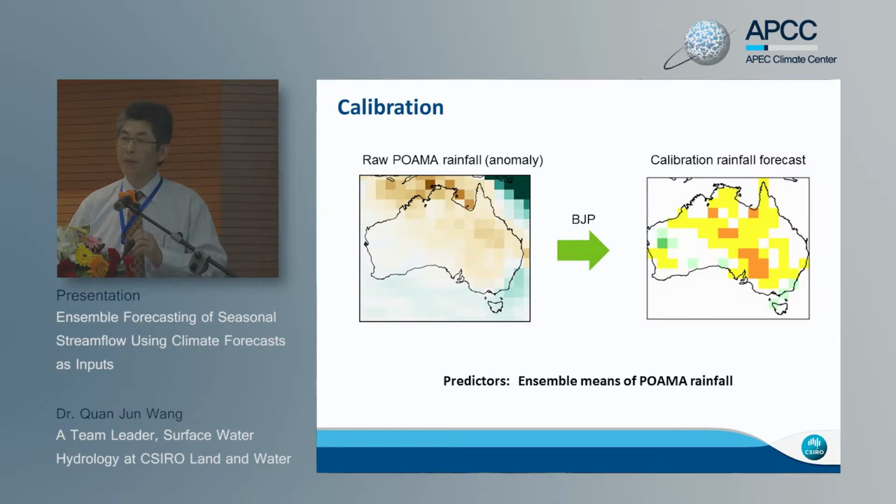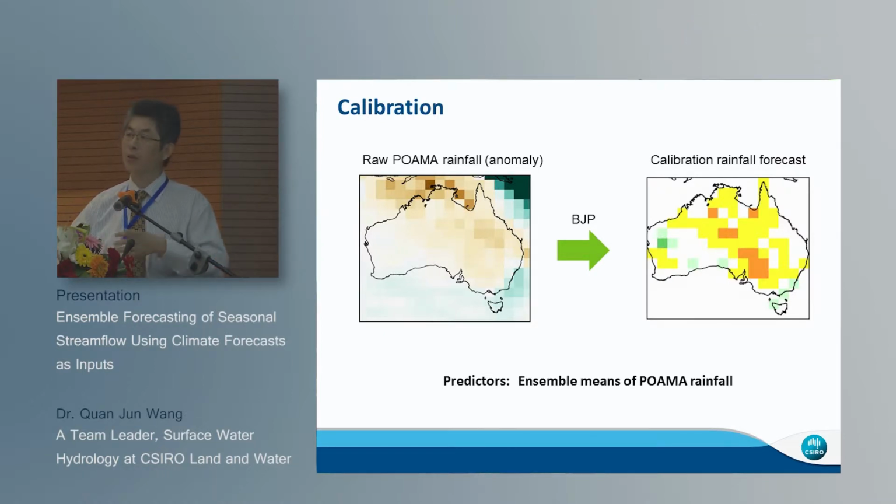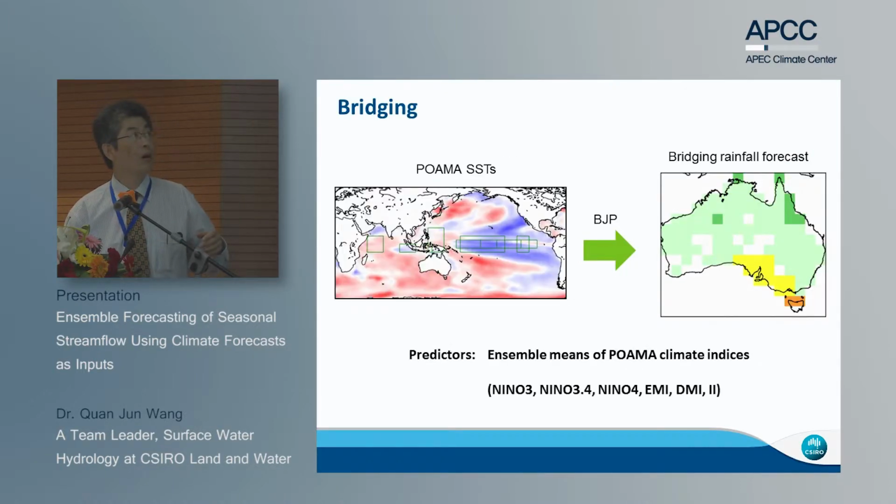But the GCM, the climate model, doesn't necessarily translate those sea surface temperature or large atmospheric patterns into good rainfall forecasts. So the question is, can we make use of the good sea surface temperature forecasts and then statistically bring that into rainfall forecasts? And so we use the sea surface temperature as represented by a number of climate indices. And then we also use the statistical means to forecast rainfall.